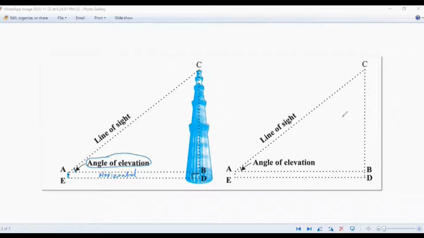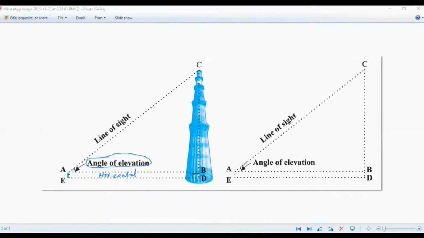In the second picture, the difference is that instead of the Qutub Minar, only a line is drawn. That's enough for trigonometric ideas. If the question is talking about a building, it is enough to draw a line. So here AB is the horizontal and AC is the line of sight. Line of sight is the line drawn from the eye of the observer to the point on the object we are looking at.